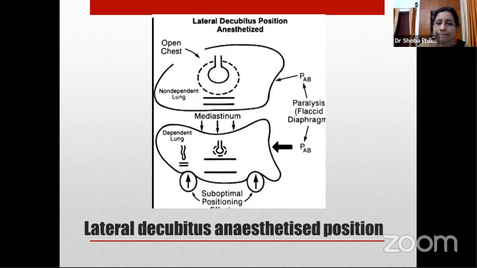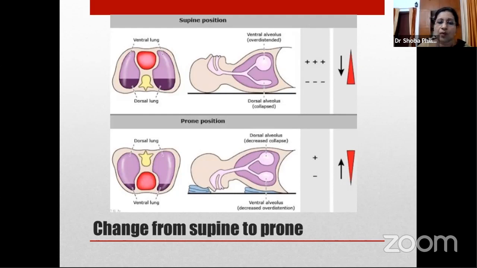What happens when the patient changes from supine to prone? In the supine position, as you can see, the ventral alveoli are over-distended, whereas the dorsal alveoli, the alveoli in the posterior part, are collapsed. But the perfusion is very good at the posterior part compared to the anterior or ventral part. When the same person is lying in the prone position, the dorsal alveoli open better, and the ventilation is better in the dorsal part of the lung. This is the basis for putting a patient in the prone position. If the patient is spontaneously breathing and is desaturating, patients are now encouraged to lie prone so that the dorsal alveoli are better ventilated and you get better saturation.